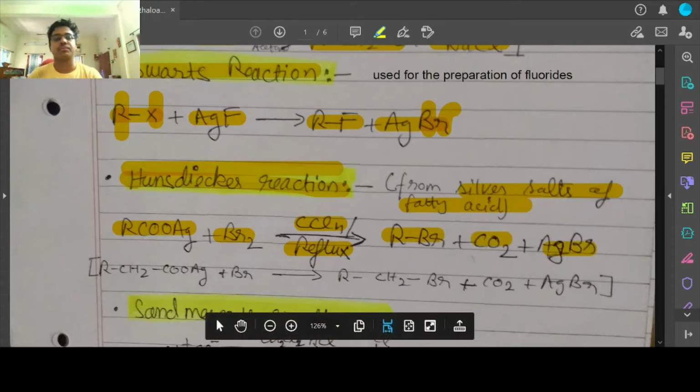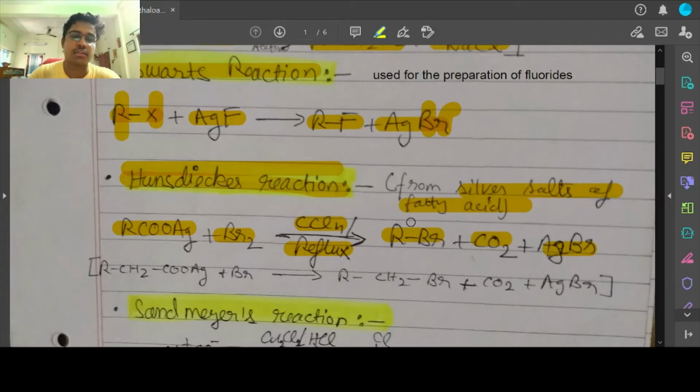So in the Hunsdiecker reaction, the silver salt of a fatty acid, RCOOAg, where R is an alkyl group, plus Br2 in the presence of CCl4, carbon tetrachloride, and reflux gives RBr plus CO2 plus AgBr. The CO2 comes from the RCOOAg group and comes out. So RBr plus CO2 plus AgBr.